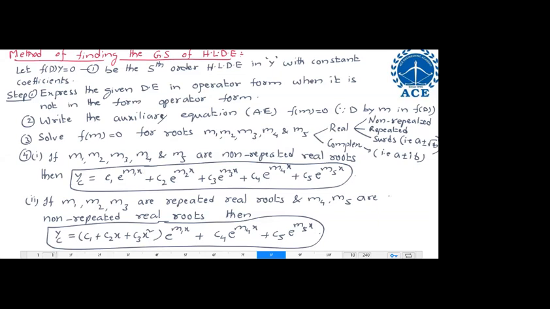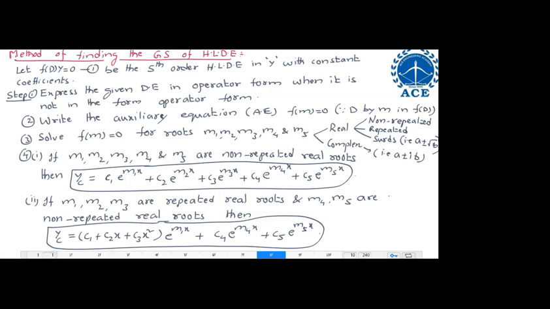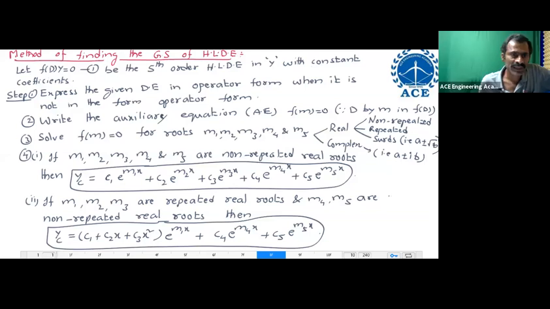Suppose we have a 5th order equation. Then there will be 5 linearly independent solutions. For a 6th order equation, there will be 6 linearly independent solutions. 6th order means 6 linearly independent solutions.